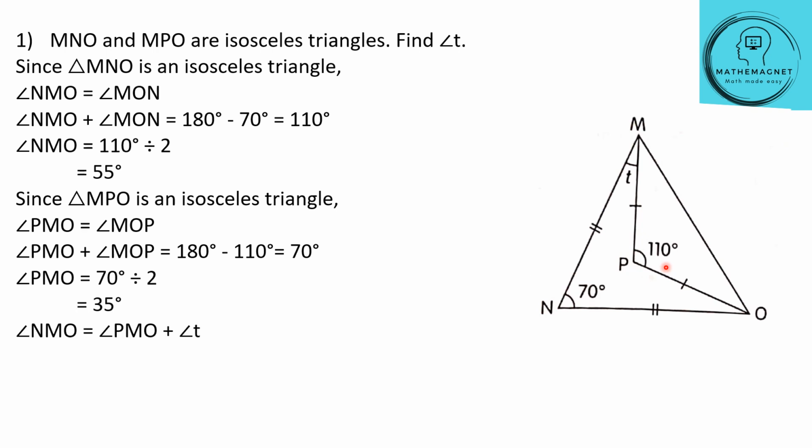Now angle T we can find out by NMO equal to PMO plus angle T. So angle T will be equal to NMO minus angle PMO. We know NMO is 55 and we know angle PMO is 35. So it will be equal to 55 minus 35 equal to 20 degrees. So this unknown angle T will be equal to 30 degrees.